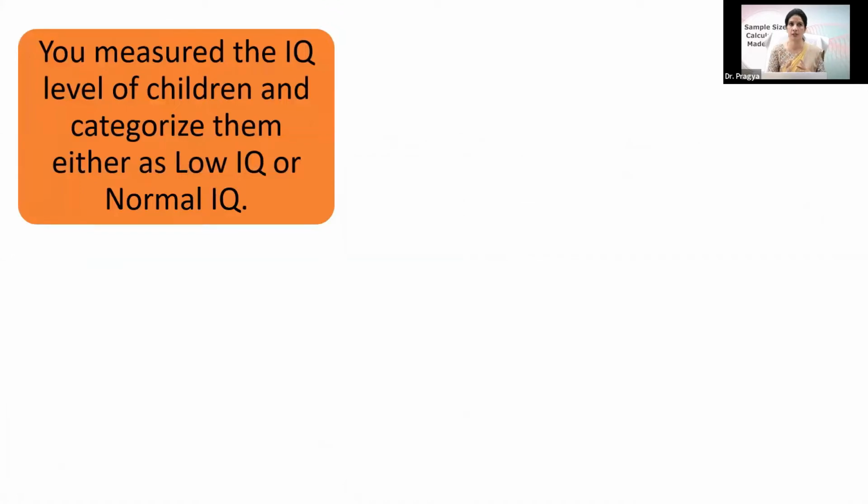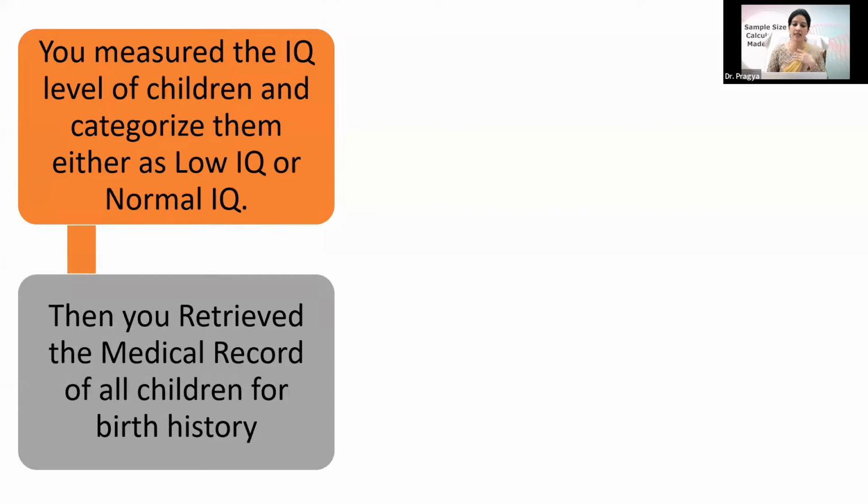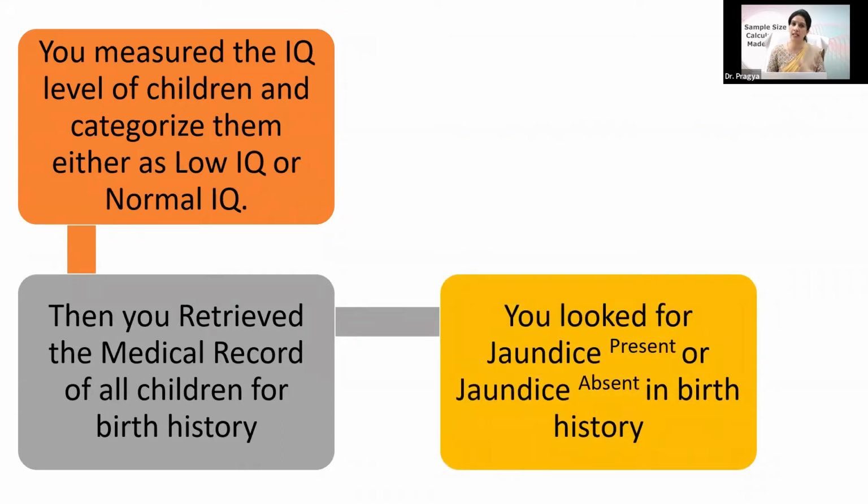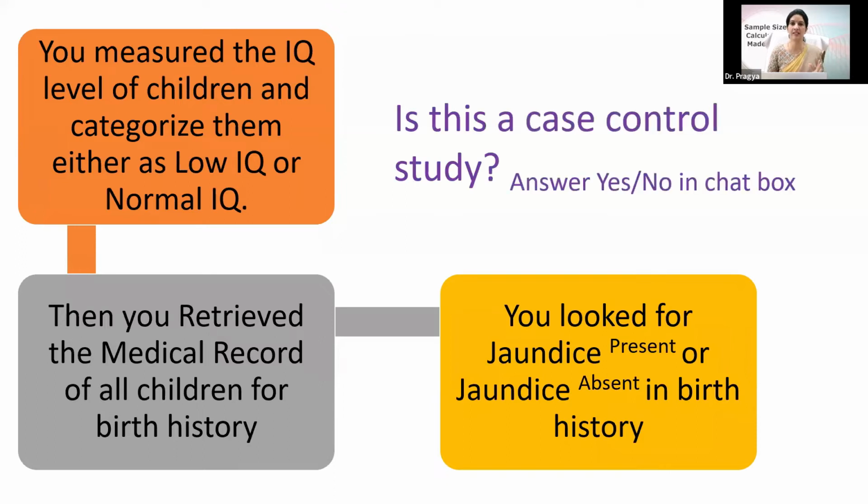Now see this question. Again, the research question is the same, but in this case, let's see how you have proceeded. You have measured the IQ level of children and categorized them as low IQ and normal IQ. Then you retrieve the medical records of all children for birth history, and then you look for the presence or absence of neonatal jaundice. In this case, is this study a case control study? Please type yes or no in the chat box.